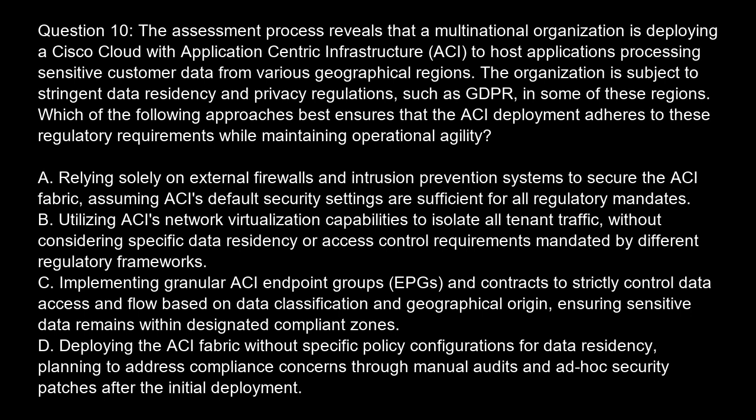Option A. Relying solely on external firewalls and intrusion prevention systems to secure the ACI fabric, assuming ACI's default security settings are sufficient for all regulatory mandates. Option B. Utilizing ACI's network virtualization capabilities to isolate all tenant traffic, without considering specific data residency or access control requirements mandated by different regulatory frameworks. Option C. Implementing granular ACI endpoint groups, EPG, and contracts to strictly control data access and flow based on data classification and geographical origin, ensuring sensitive data remains within designated compliant zones. Option D.